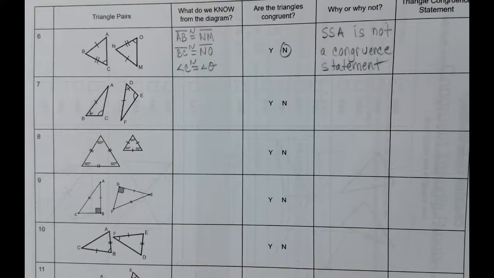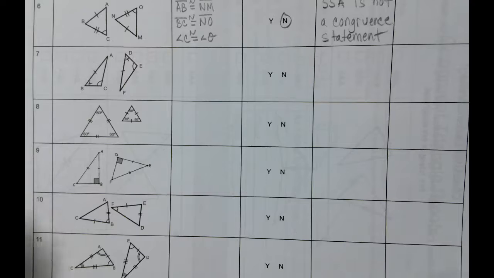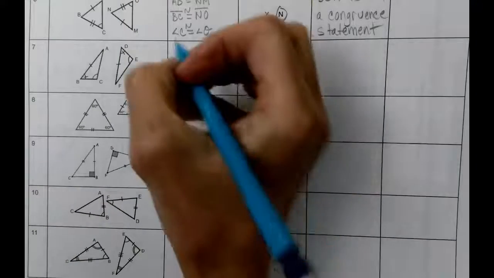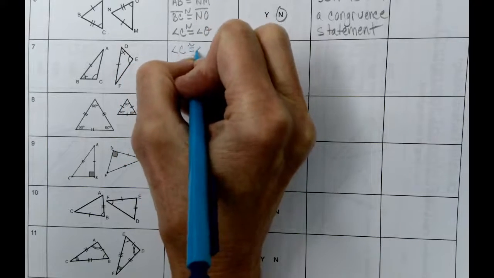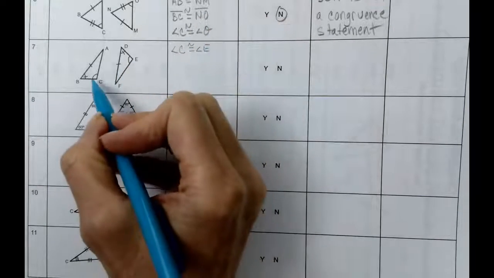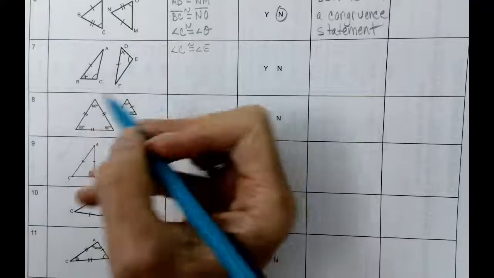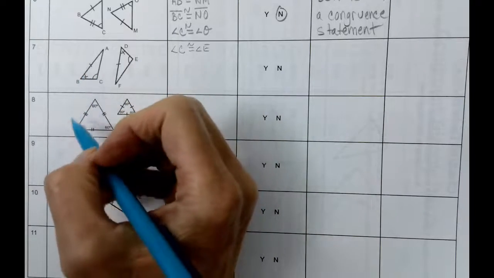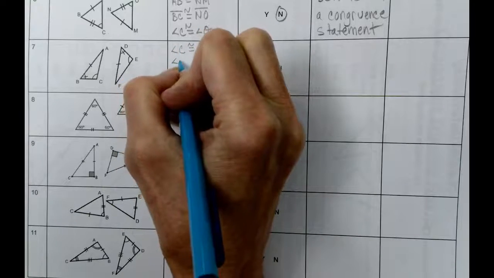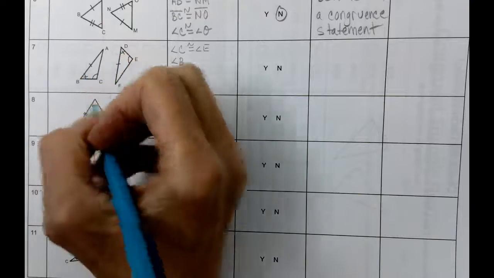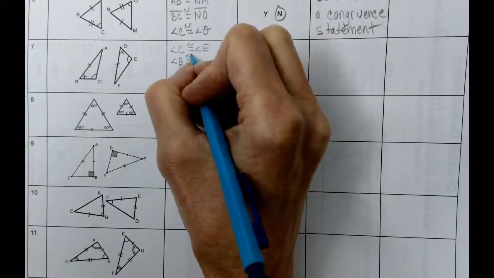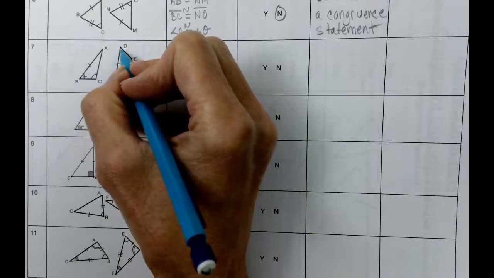Problem number 7. First of all, what we do know from the diagram is that angle C is congruent to angle E. They both have one tick mark. And then notice, angle B here has a tick mark with a tick mark in it. So here's the arc, and then there's another mark. So that's going to be congruent to angle D, which has the arc with another line through it.